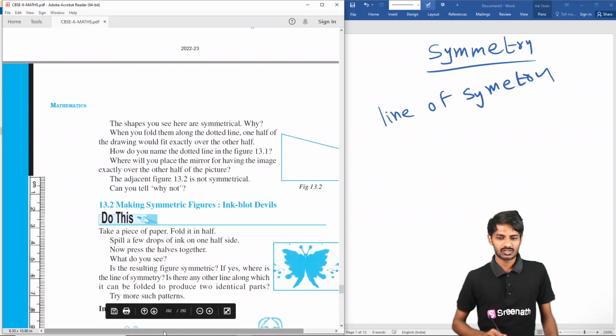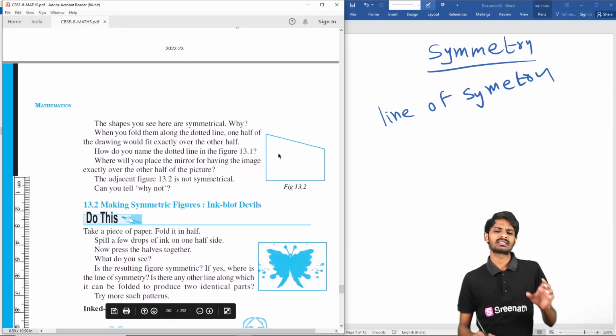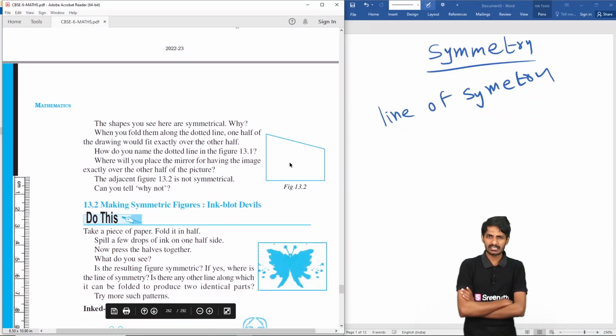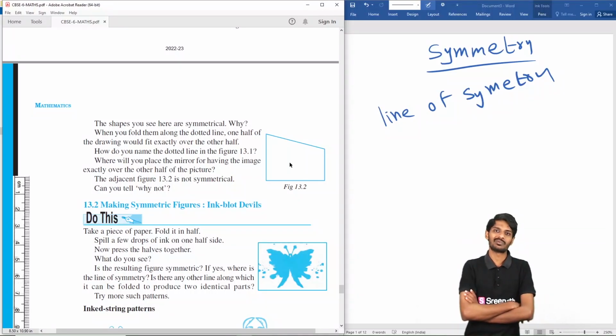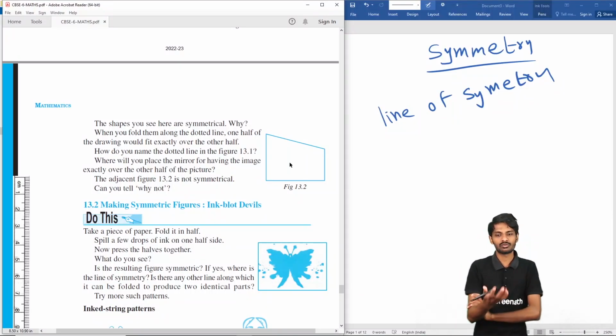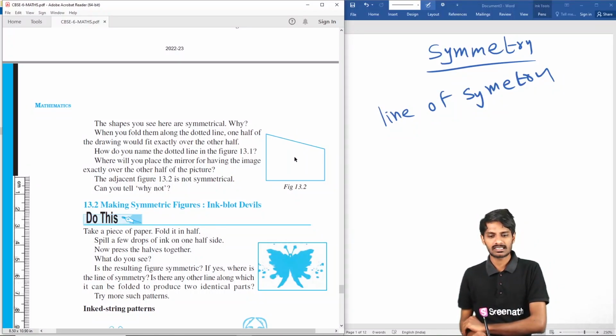Now this is the image you are having. Does this image have any symmetry, students? No. Try it. Suppose you try to fold it along this axis, students, suppose you try along this axis, but you can't get the symmetry. Suppose you try along this axis also, you will not get it.